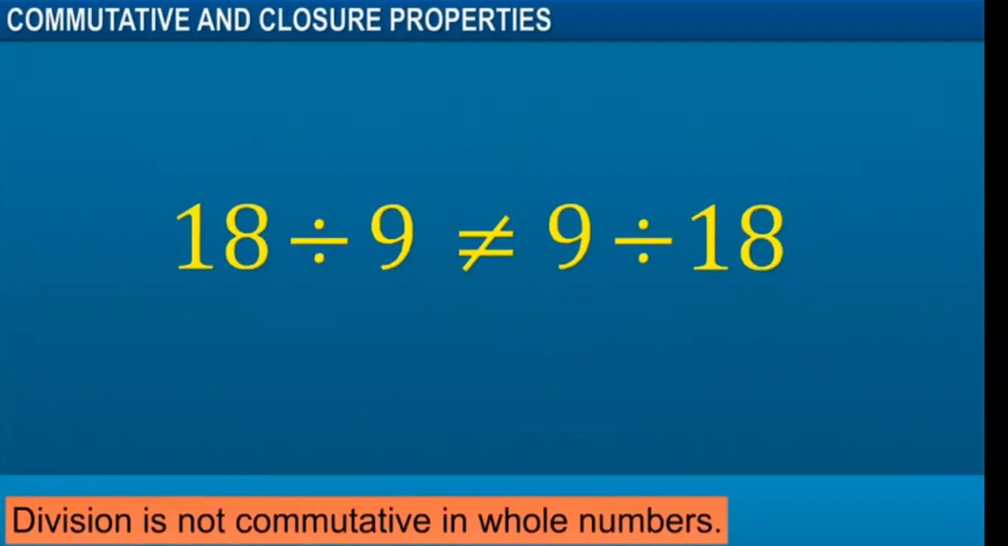Again, 18 divided by 9. When we reverse it and do 9 divided by 18, the two answers are not the same. Since the answer is not the same, we say division is not commutative in whole numbers. So just write this sentence: division is not commutative in the whole numbers.